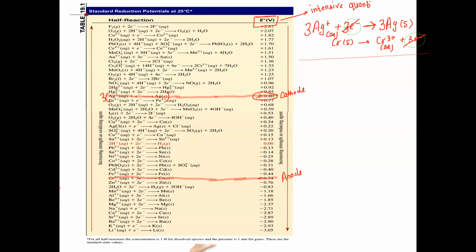Intensive means it does not depend on amount. So please write on this. Does not depend on amount. Whatever is the amount, you take 10 moles, 20 moles, 30 moles, cell potential will be the same. At it for per second, you'll get the same amount of voltage. Does not depend on amount, right?